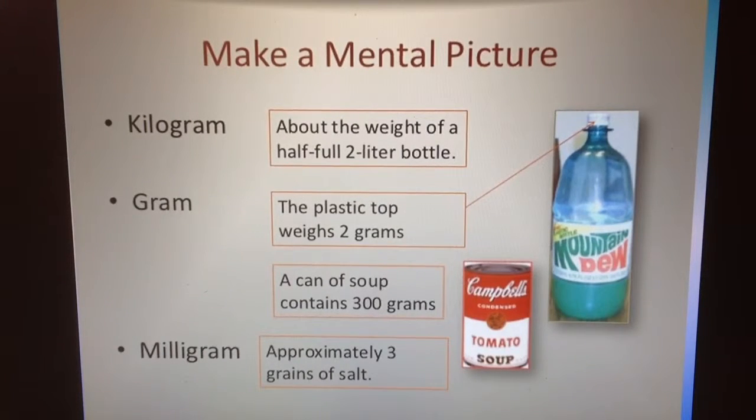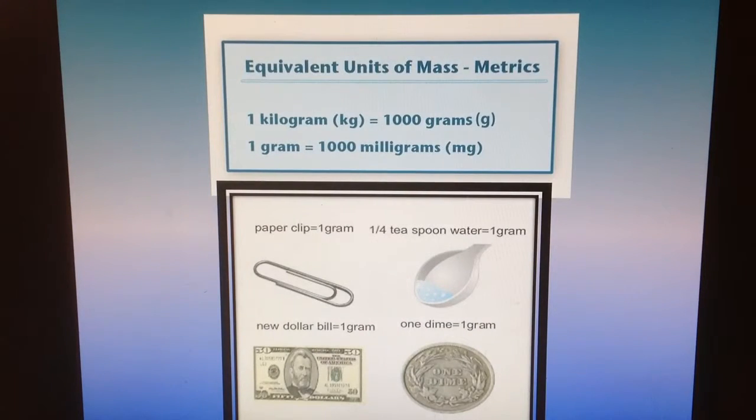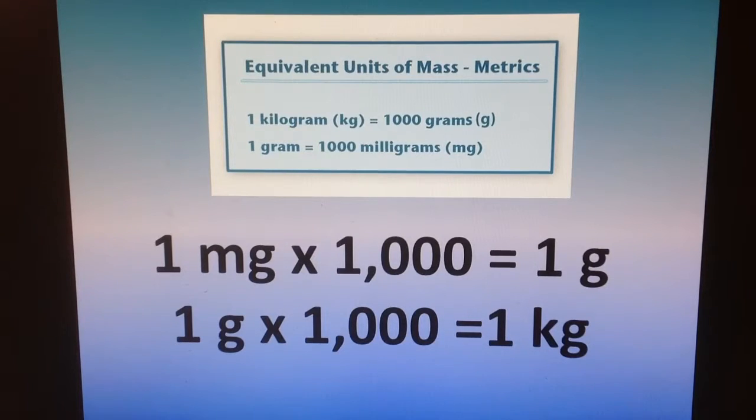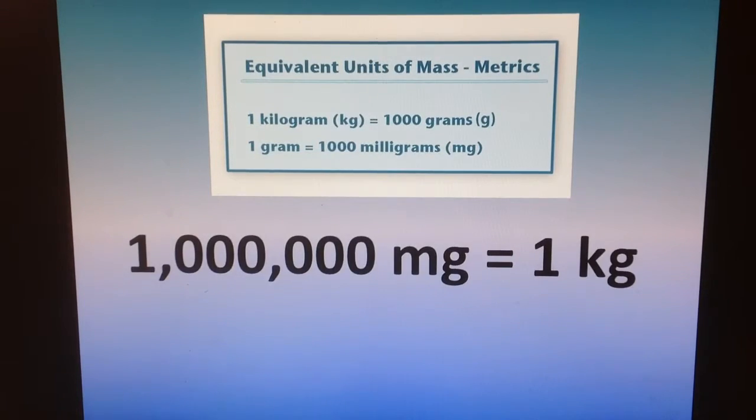Another slide showing some ideas about how to think about kilograms and grams and milligrams. Can you believe a milligram is the same mass as 3 grains of salt? How tiny is that? Some more images to think about for milligrams and grams and kilograms. Again, we often think in medicine in milligrams, so you might recognize it from that. 1 milligram times 1,000 equals 1 gram. 1 gram times 1,000 equals 1 kilogram. 1 million milligrams equals 1 kilogram.